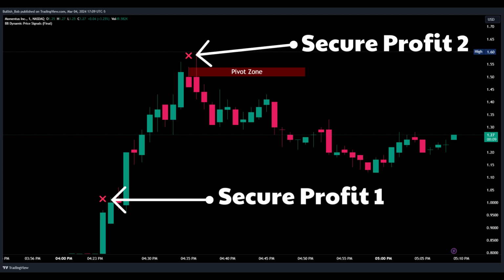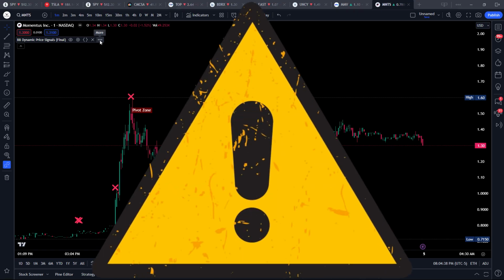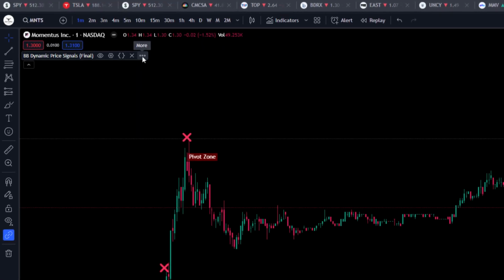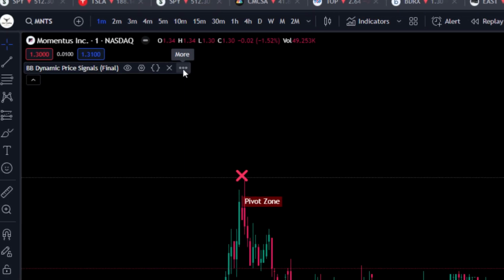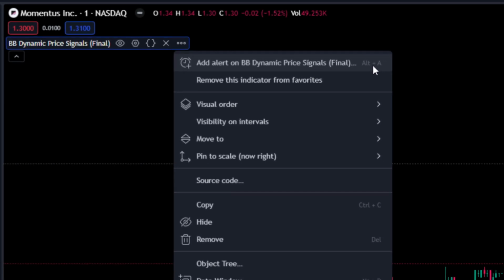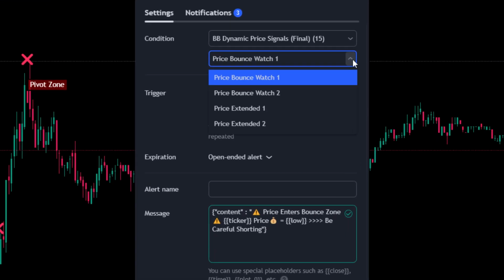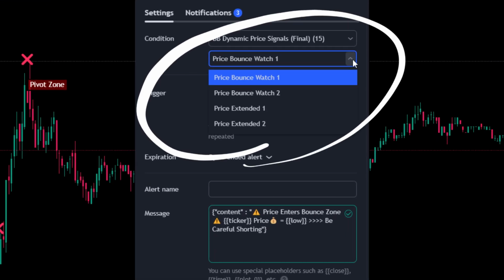But wait, that's not all. We always have the trader's time in mind when designing these indicators and strive for efficiency. To set alerts that can be sent directly to your email, phone, or TradingView charts, click the three dots next to the indicator and select Add Alert on BB Dynamic Signals. There are 4 options to set alerts. Each alert will identify when conditions are met. This allows us as traders to set it and forget it. If we get the alert, it's trade time.